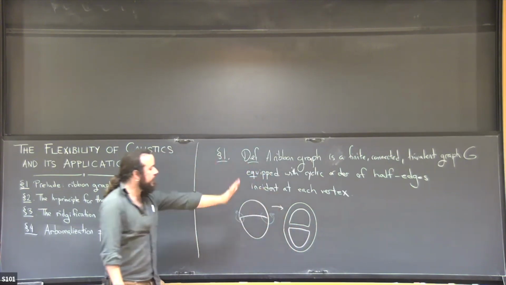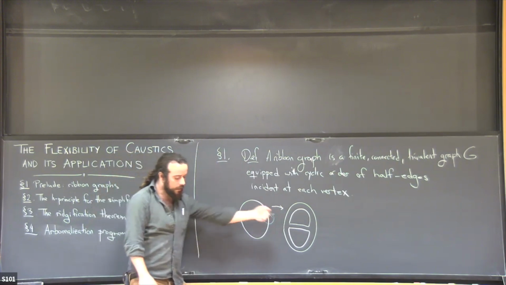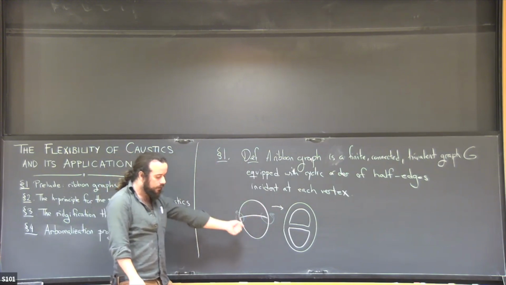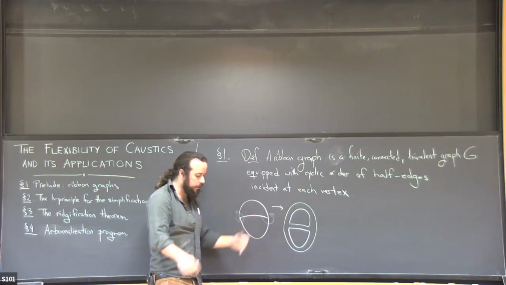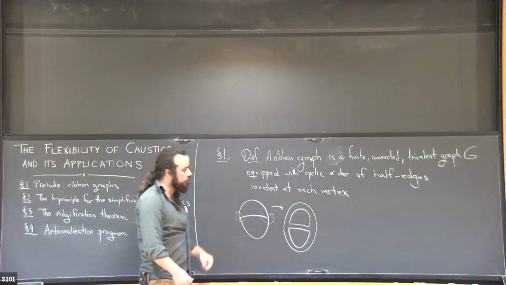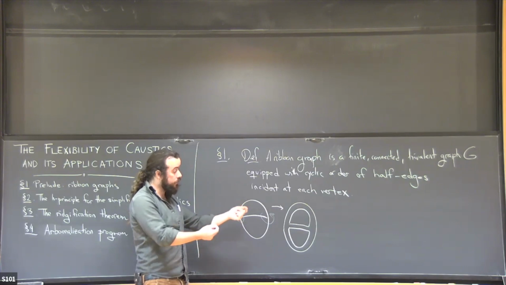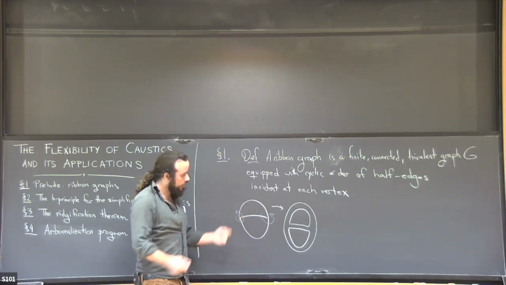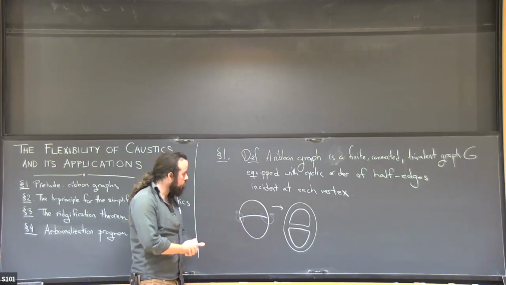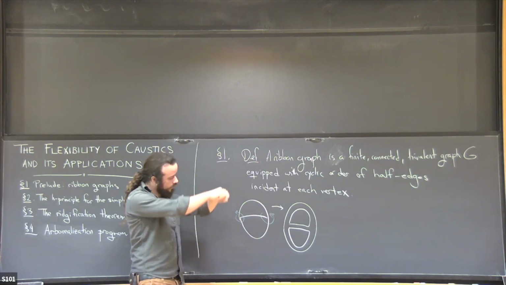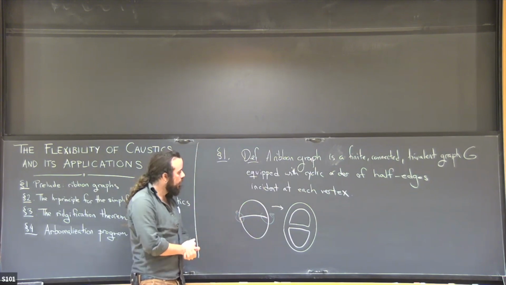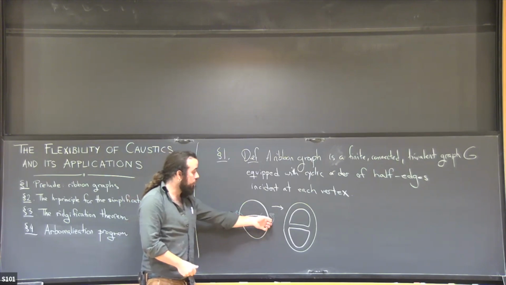So from a ribbon graph, I get an open Riemann surface, and I can go the other way. It's easy to see that every open Riemann surface can be obtained by the thickening of a graph. You just take a Morse function, take critical points, and you'll have vertices for the minima and edges for the saddles.